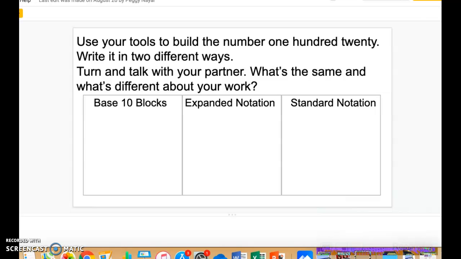Okay. Now in expanded notation, we could do it either direction. I like to start with the largest place value, which in this case would be hundreds. So I'm going to write 100 plus 20. Do we have any ones? No. You could write 100 plus 20 plus 0. That would be okay. Or you can just write 100 plus 20. They are both correct.